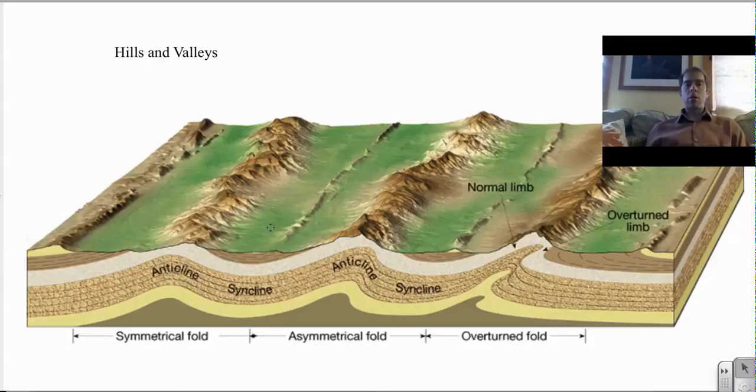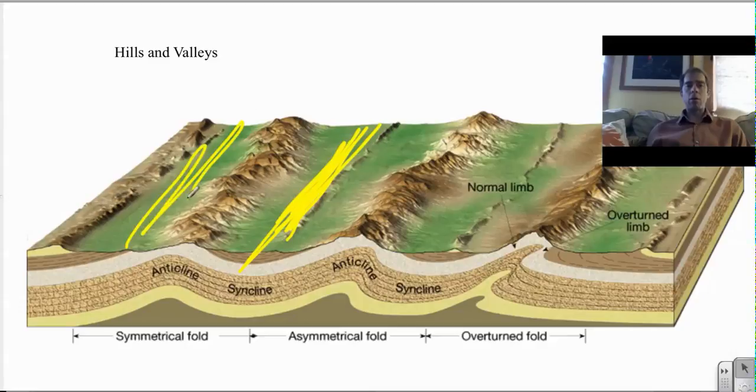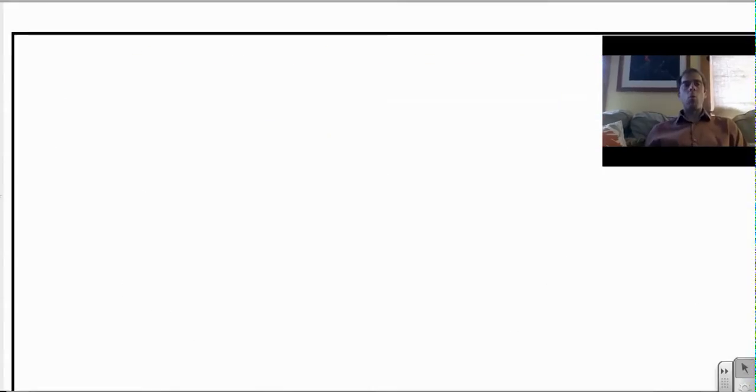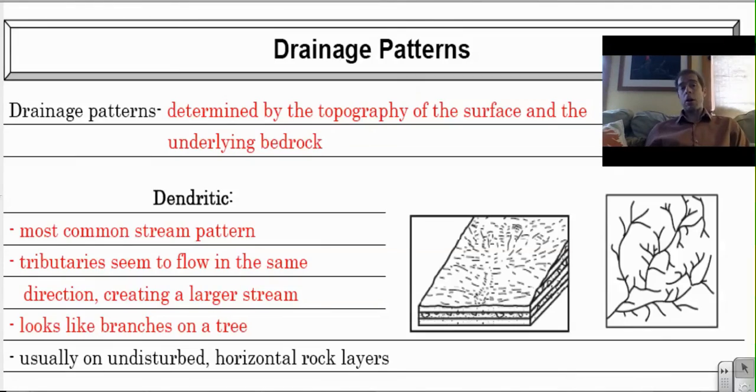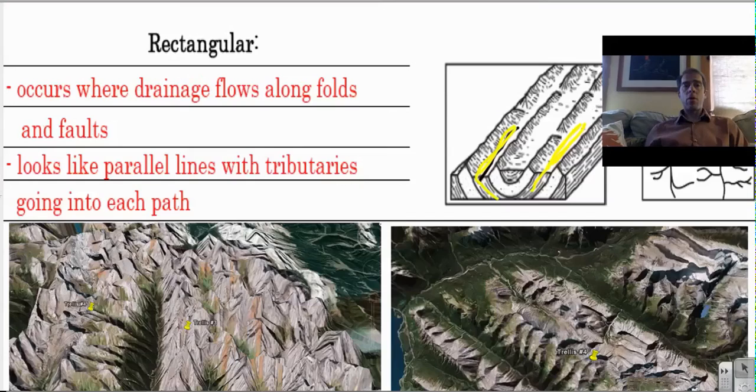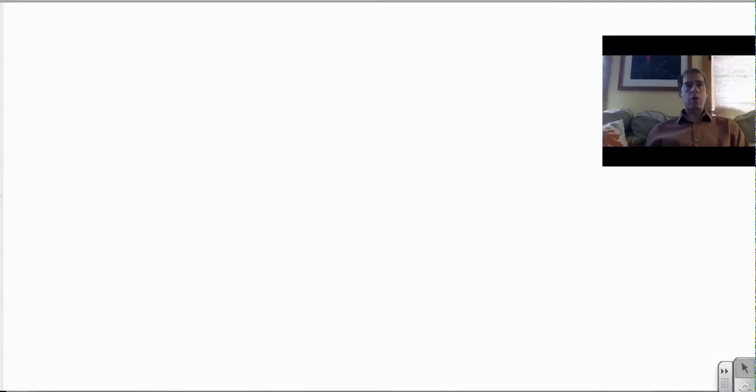These layers here were less resistant, and so they wore down, and so water is going to flow in these lower valleys here, and they may flow in this direction and in this direction, and that will cause this sort of rectilinear shape to the way that the drainage pattern looks. So those are your four drainage patterns, and that's it.